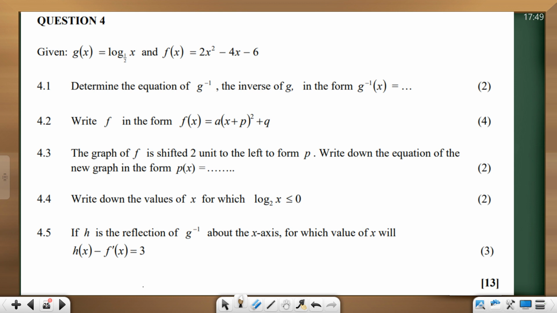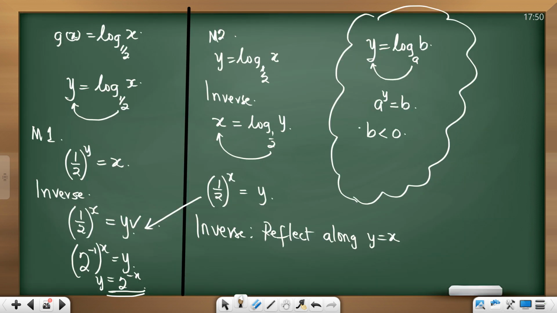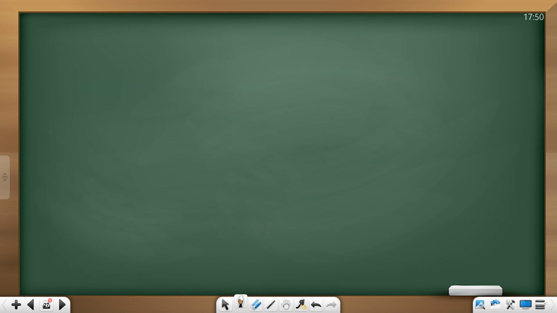Oh, write f of x, completing the square. I don't know if you remember this. 2x squared minus 4x minus 6. Do we remember completing the square? 2x squared. Do we remember how to complete the square?